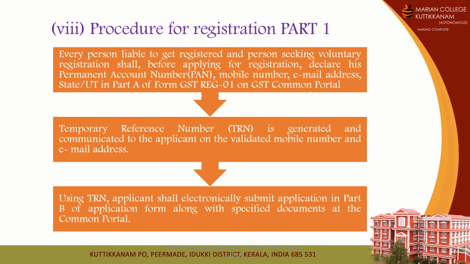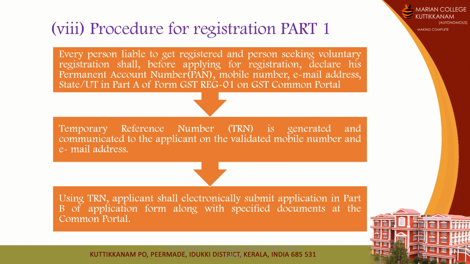Then the eighth point deals with the procedure for registration, that is part 1. The beginning: how does the procedure for registration start? Whoever is the person who is liable to get registered, and also the persons who are seeking voluntary registration, before making an application for registration, he should declare his PAN number, that is permanent account number, mobile number, email address, and the state or union territory, in a particular prescribed form. That is part A of form GST REG01 on the GST Common Portal.